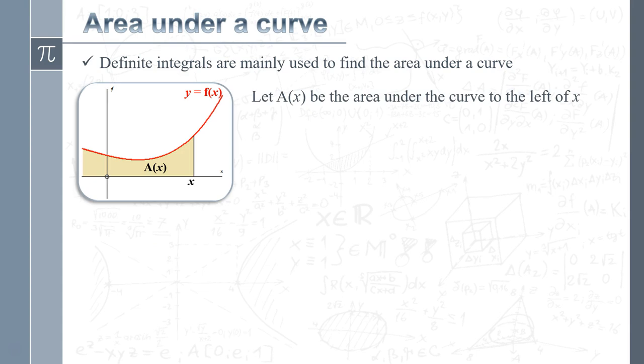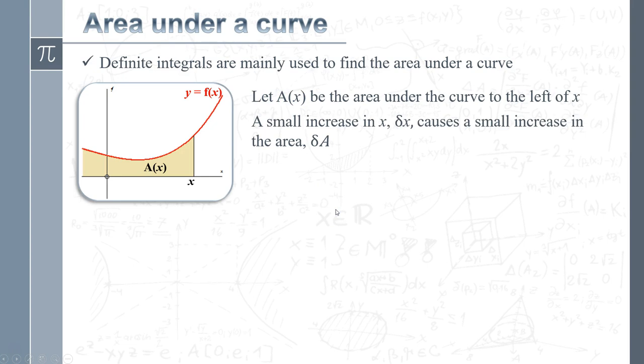So we've got the area to the left of our x-coordinate here. That area is going to be called A, and it's a function of x, so it will change as x changes. If we increase x just a little bit, we get a small increase in the area. So this x-coordinate here is x plus a small bit extra, and that small bit extra gives us this pink shape here.